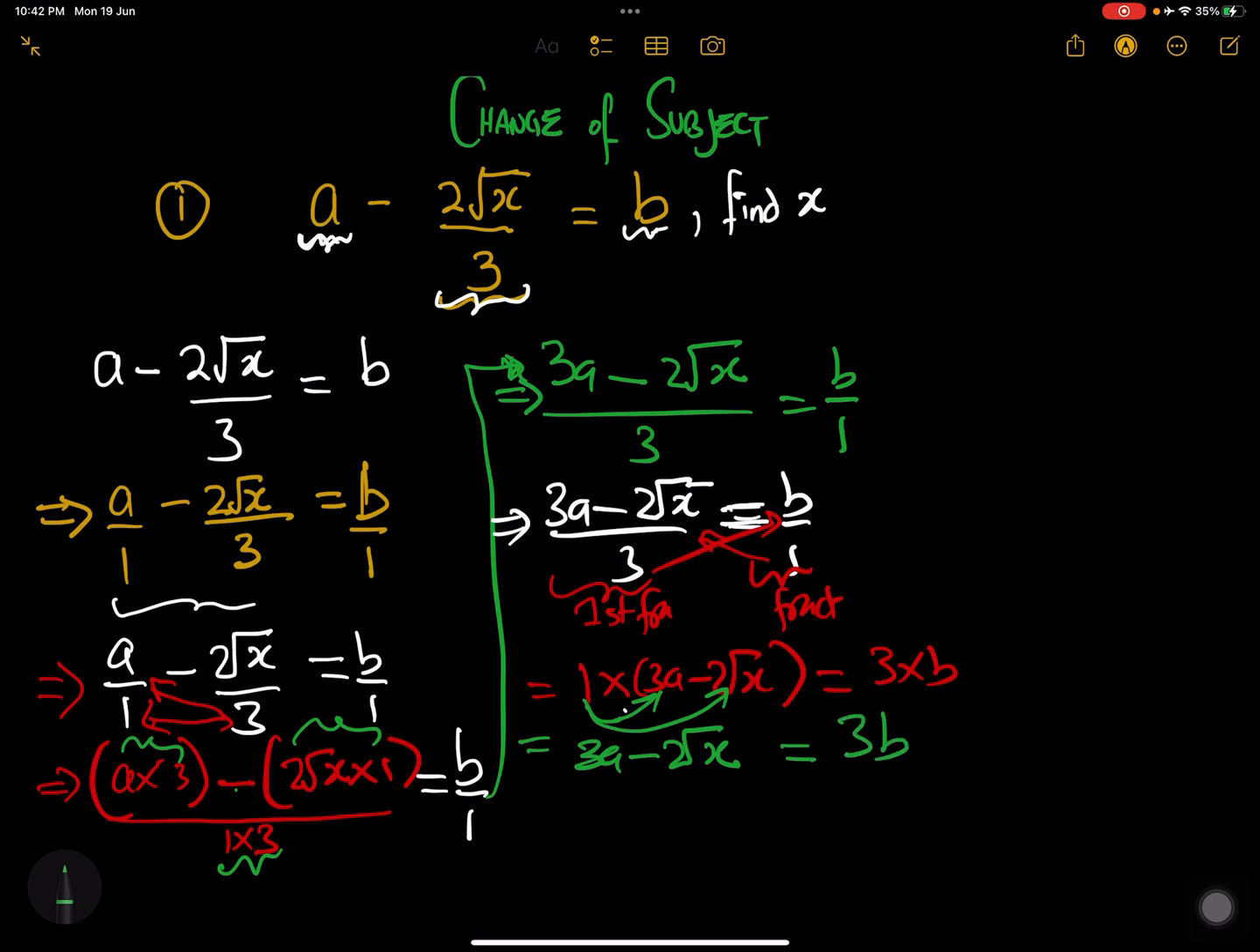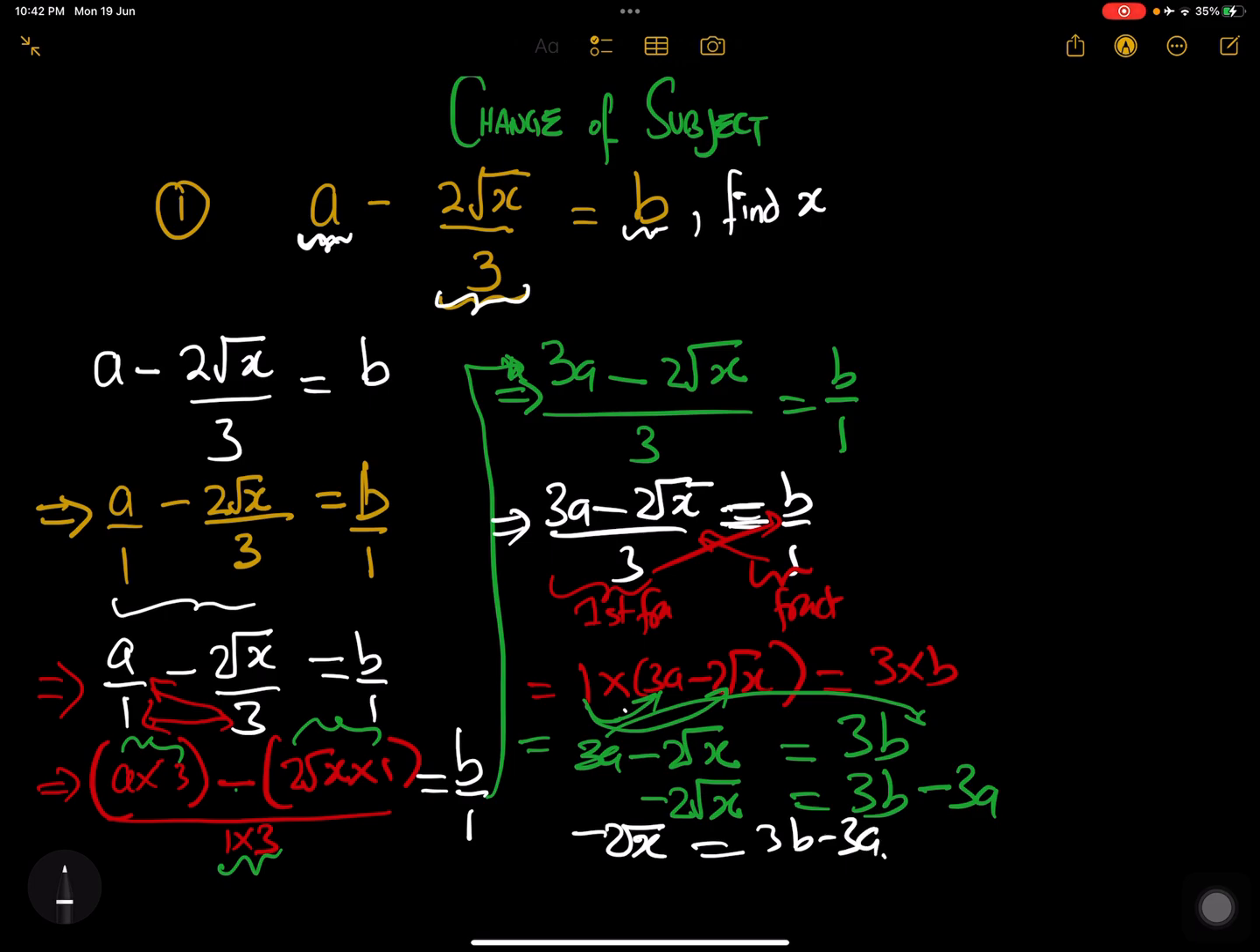So to do that, we are going to have this minus 2 square root of x stay here. It's equal to this 3b, and then we're going to move this 3a here. Once we do that, the sign changes to minus 3a. Now, the next thing we do is to rewrite that minus 2 square root of x is equal to 3b minus 3a.